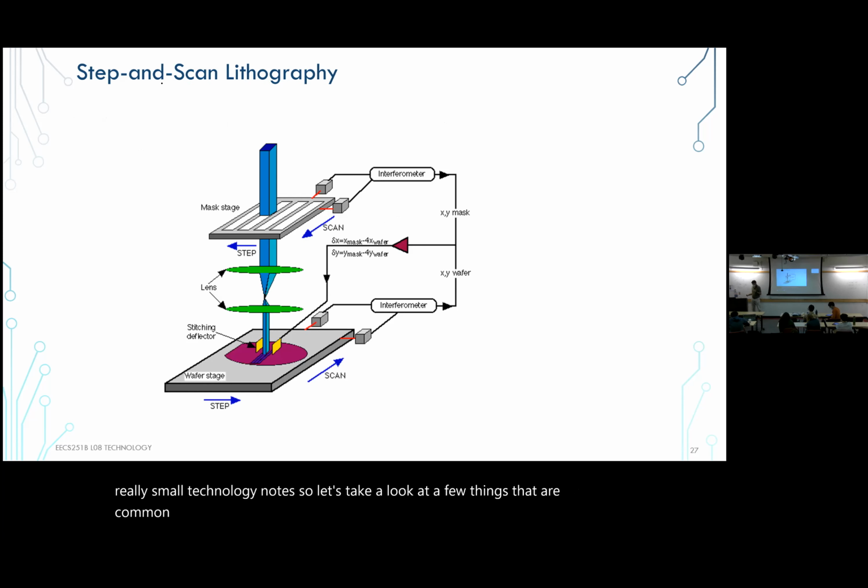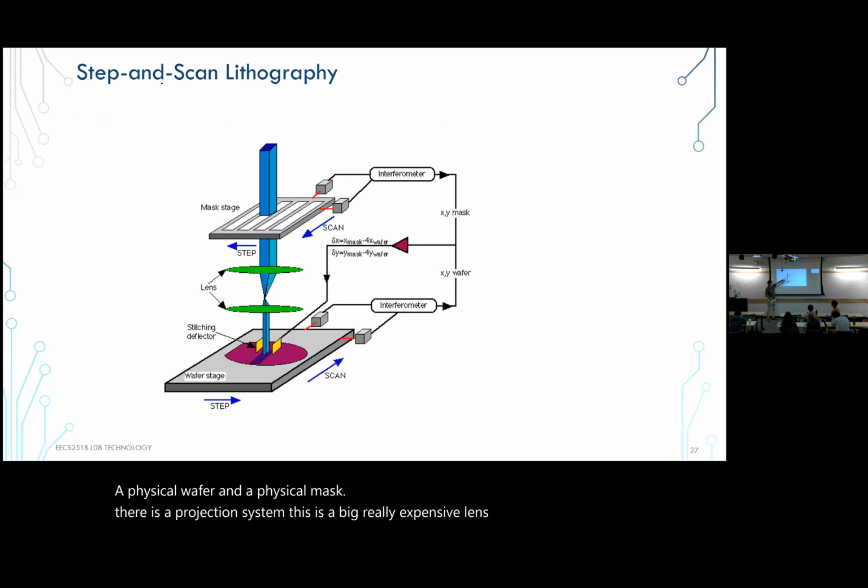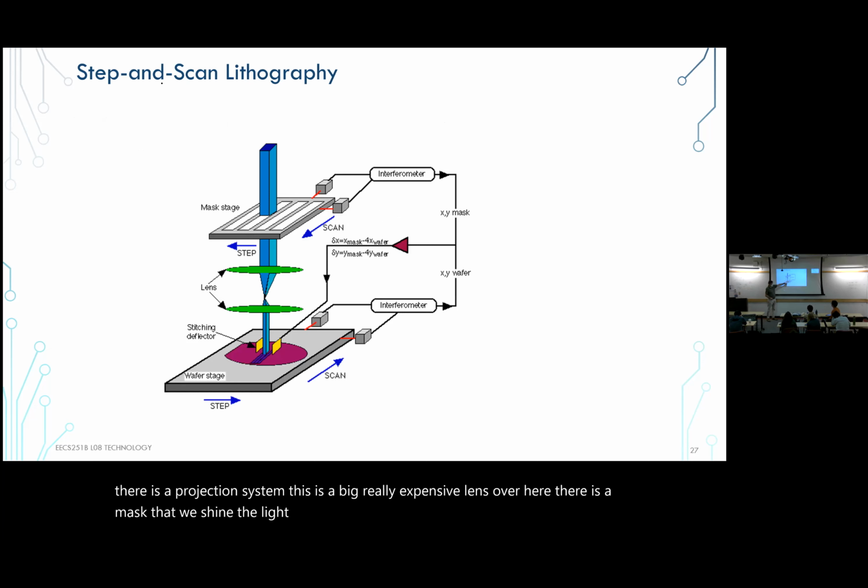So here is a typical lithography system, which is step and scan. And I'll bring it to the next lecture. A physical wafer and a physical mask. There is a projection system. This is a big, really expensive lens. Over here, there's a mask that we shine the light through that projects a picture of your layout onto the wafer. Mask moves in one direction, wafer moves in the other direction.